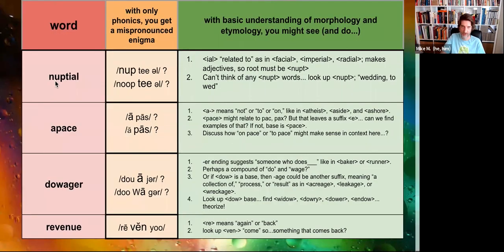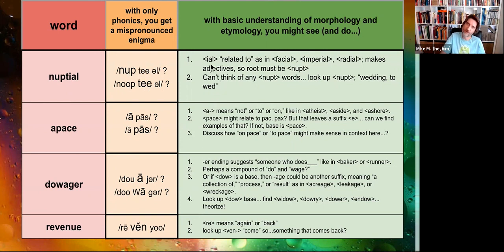So they see nuptial. With only phonics, they're just trying to sound it out, and it doesn't actually do them any good with understanding or meaning. They'd be like, nuptial, or maybe it's nuptial, and that's it. They're like, I don't know what that is. Maybe they look at the context to try to figure out what it is. It doesn't help too much.